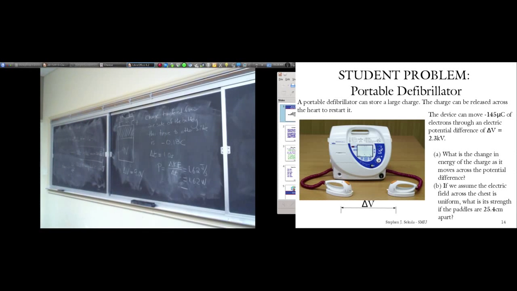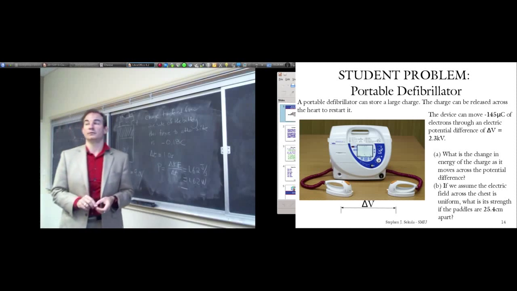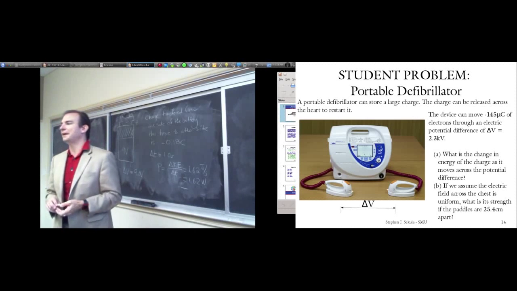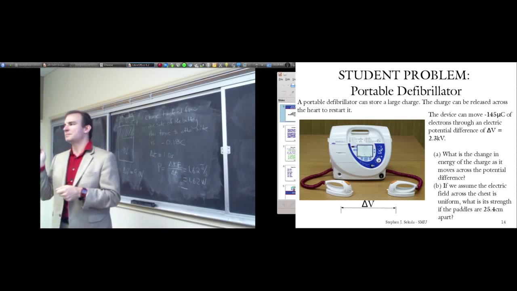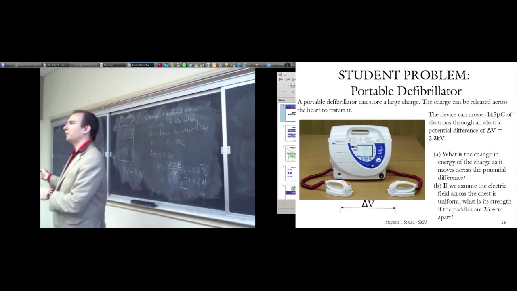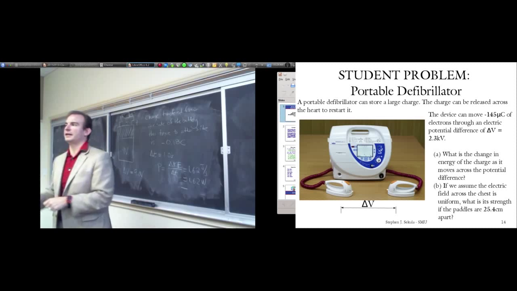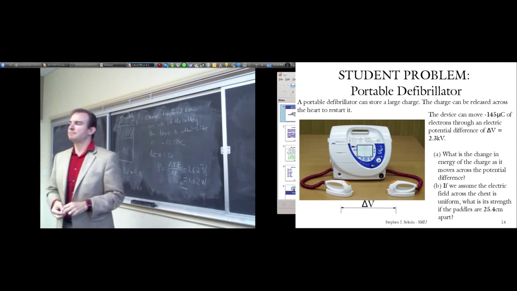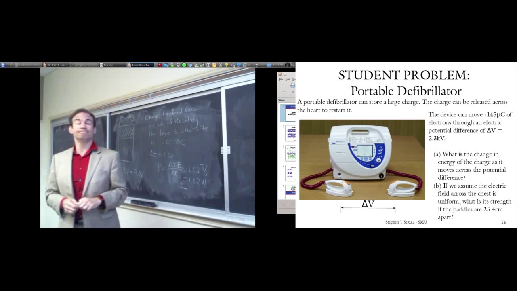That charge is actually not that big. We went from 0.18 coulombs of charge being moved across your tongue by a 9-volt battery to a measly 145 microcoulombs of negative charge being put through an electric potential difference of 2.3 kilovolts. So 10 to the minus 6 coulombs, but that's sufficient to completely reboot your natural pacemaker.